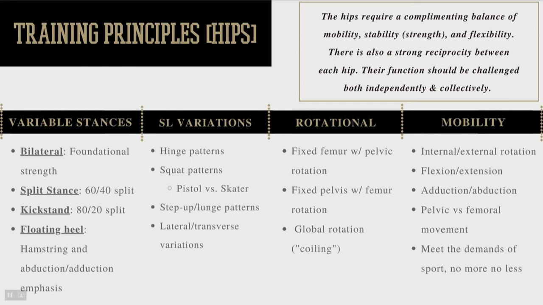But with single leg variations, we can delineate these between hinge and squat-based patterns. Hinge-based patterns obviously being eccentric lengthening of the hamstrings and working on really our triplanar stability of the hip. So with the hip stability, and we'll talk about this more in a second, we're always thinking triplanar. Everything is always going to be all planes of motion occurring at all times.